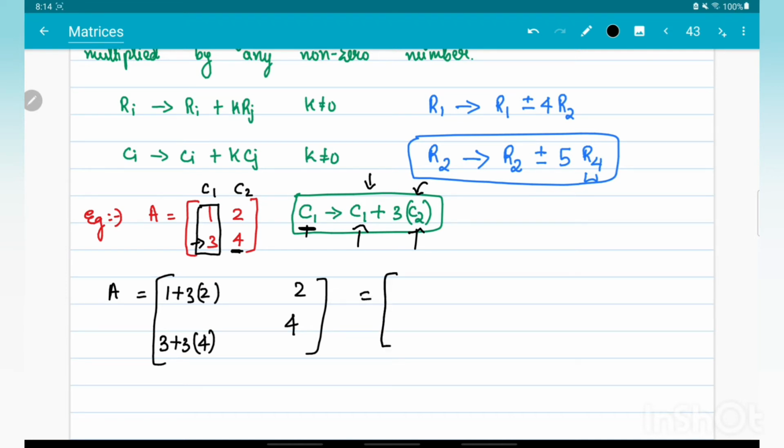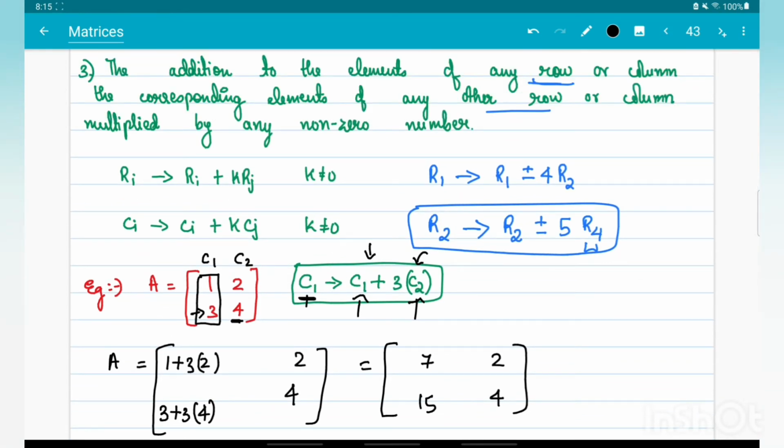You can take any constant, but it should not be equal to 0. So when I solve this, this becomes 7, 2, 4 and 12, 15. So this becomes 7, 2, 15 and 4. So this is my new matrix after applying the elementary operation on the column.